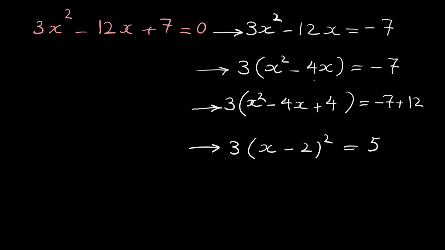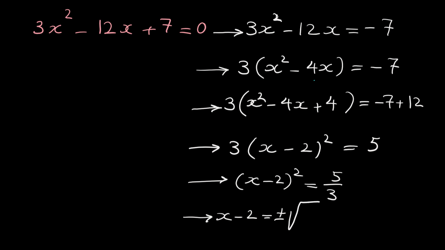Now for finding x, first we divide both sides by 3 to get rid of the 3. Then we have x minus 2 to the 2 is 5 over 3. Take a square root from both sides. Then we have x minus 2 is plus minus radical 5 over 3. So x is 2, we move 2 to the other side, 2 plus minus radical 5 over 3. And this is the answer of the equation. These two roots are the solutions of the equation.